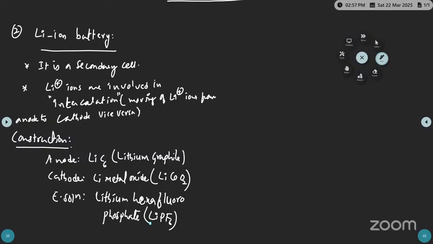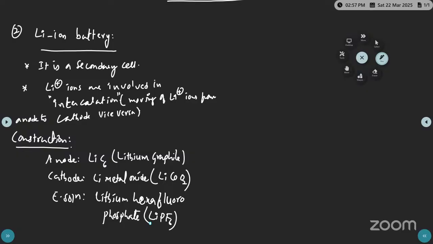So this is the composition of the lithium ion battery. What is the anode? Anode is lithium graphite. What is the cathode? Lithium metal oxide, that is lithium cobalt oxide. We can take the metal as a transition metal: cobalt, manganese, or something else. And the electrolyte solution is lithium hexafluorophosphate. And then the diagram.